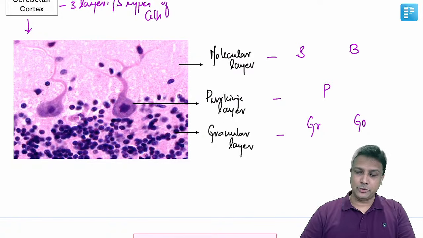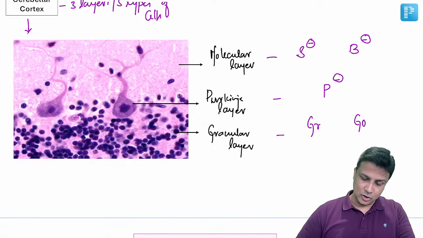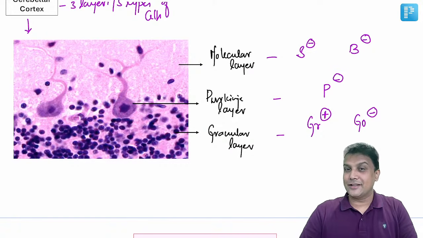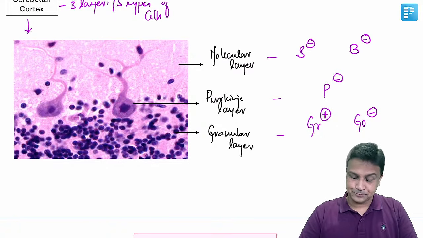Now the first point to remember here, stellate cells will be inhibitory, basket cells will be inhibitory, Purkinje cells will also be inhibitory, Golgi will also be inhibitory, but granular cells are the one which are excitatory. So from here we can say that cerebellar cortex is actually the largest collection of inhibitory neurons. All the neurons will be inhibitory only for the granular cell. Granular cells will be excitatory.